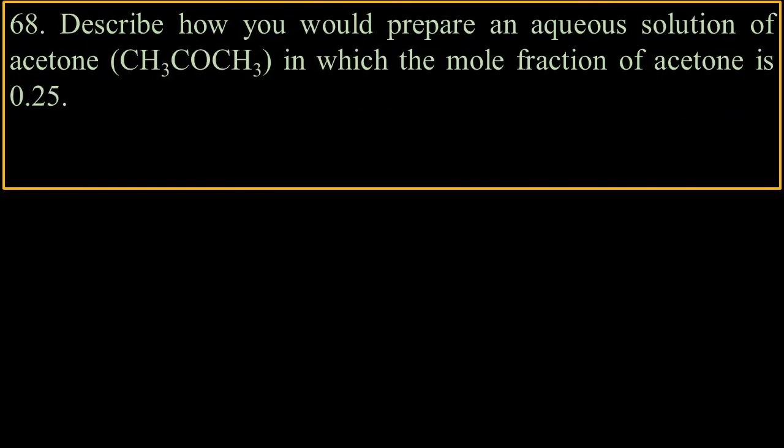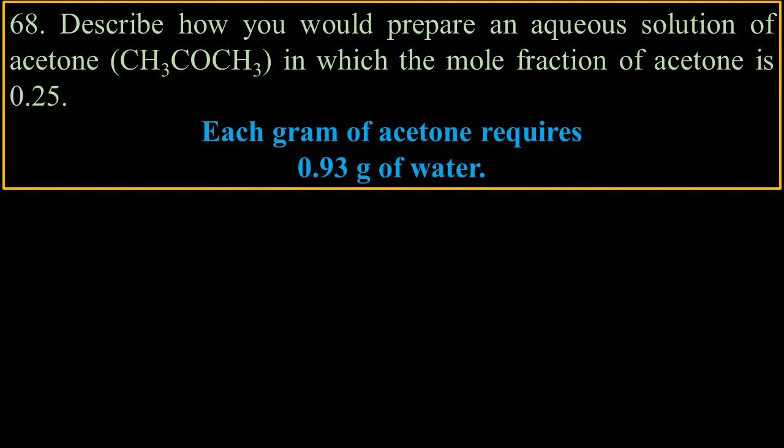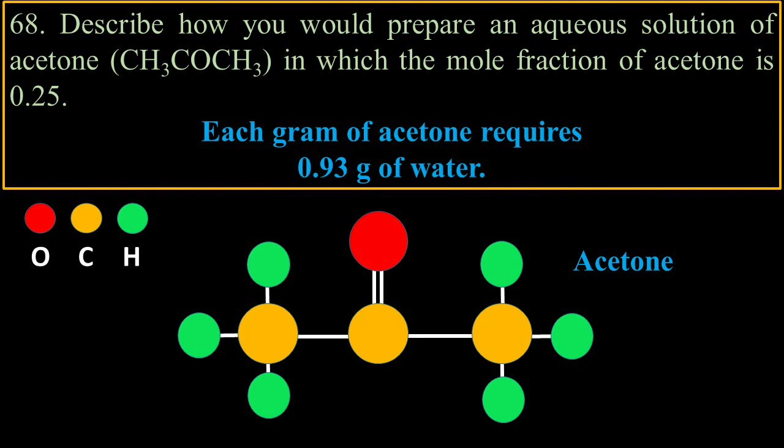Describe how you would prepare an aqueous solution of acetone in which the mole fraction of acetone is 0.25. That's acetone, CH3COCH3. So, how would you prepare the acetone? Each gram of acetone requires 0.93 grams of water. And there's what acetone looks like. Acetone is what you call a ketone. And you see that there's room there for polarity because of the carbon-oxygen double bond.